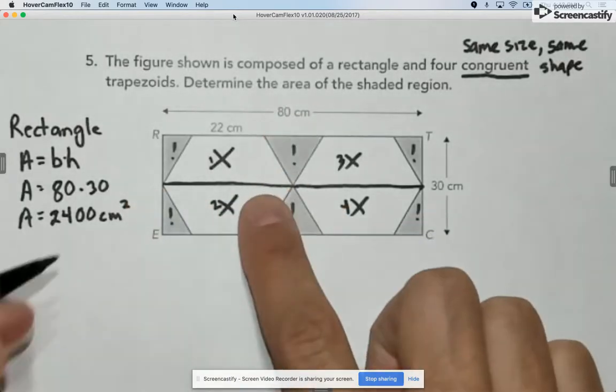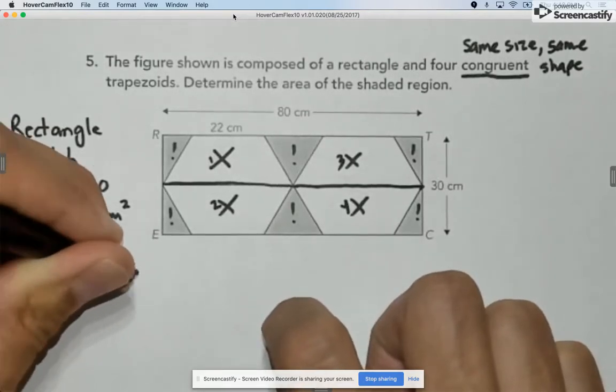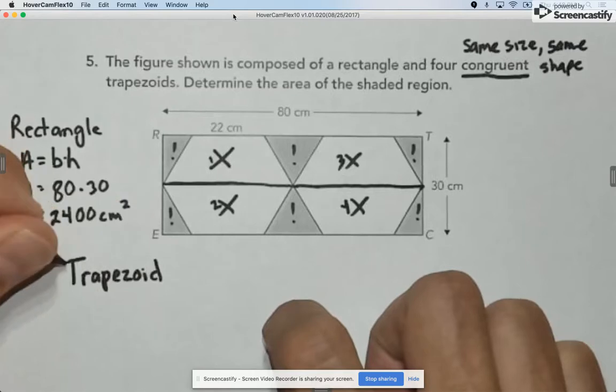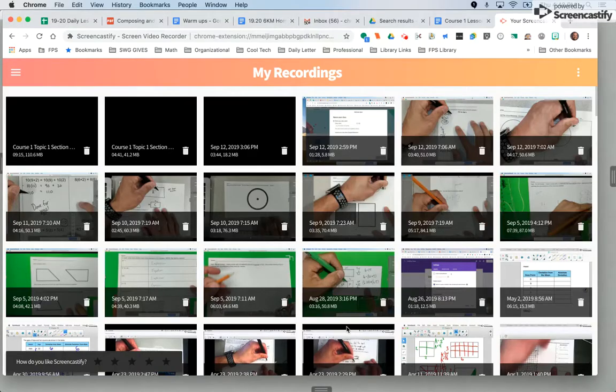So for the trapezoid, I say trapezoid so I spell it the right way. I look smarter when I spell things the right way, even if I'm not. But we all make mistakes in spelling. I digress. And ruh-roh.